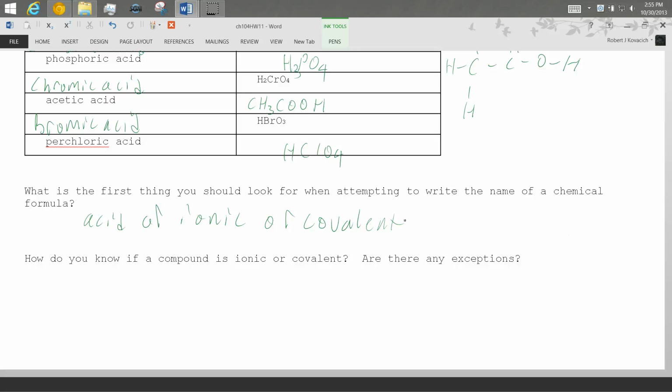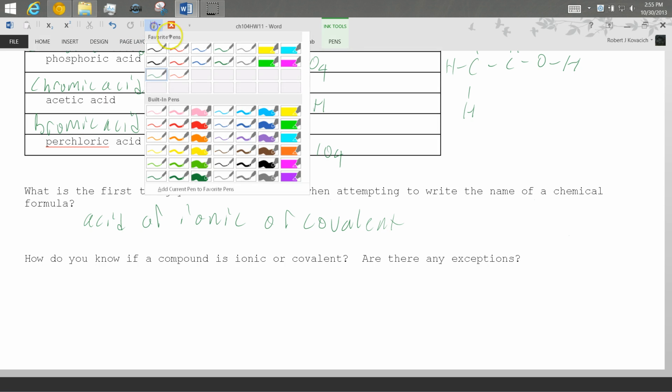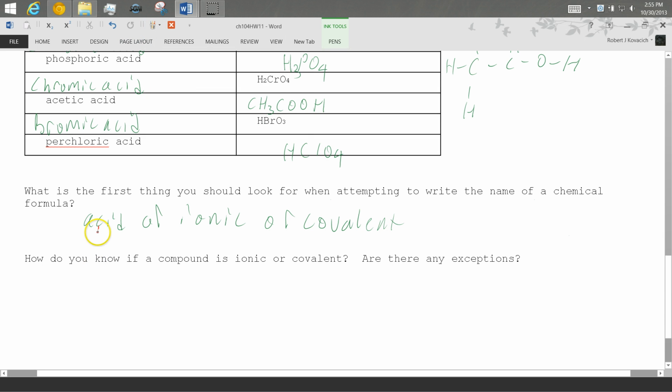So for the acid, that one's easy, right? What am I looking for? Hydrogen. I'm looking for an H, right? Start with an H. For ionic, I'm looking for a metal or polyatomic ion. If I see either one of those, I'm looking at ionic. And for the covalent, it's a non-metal binding with a non-metal.